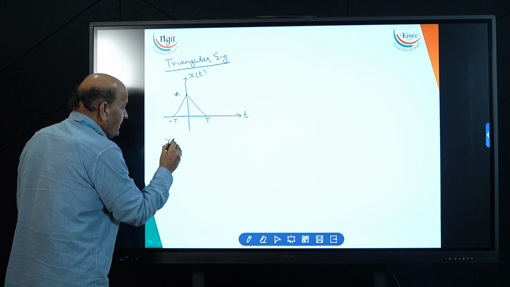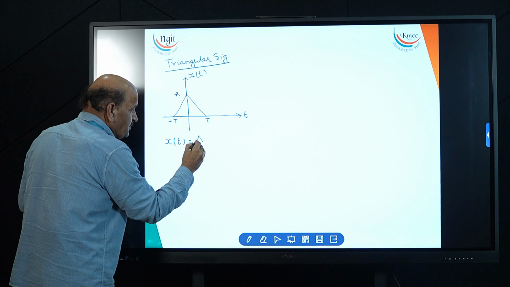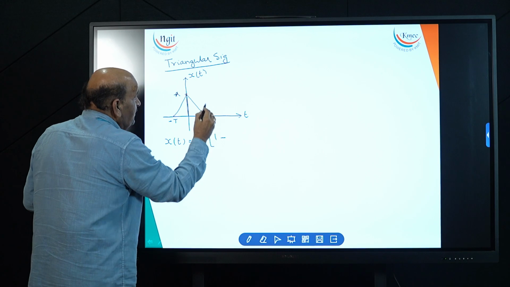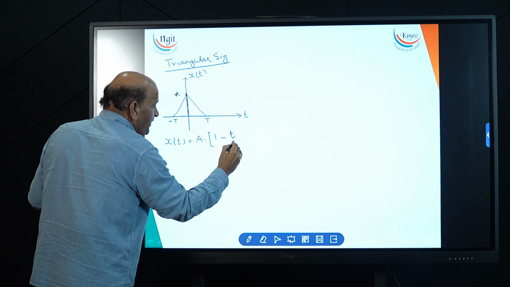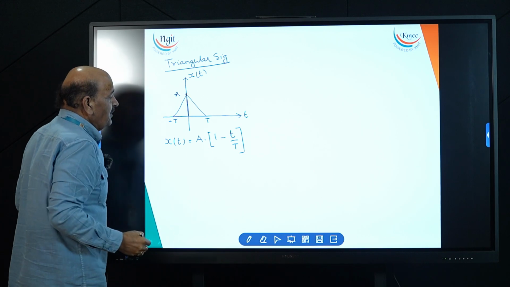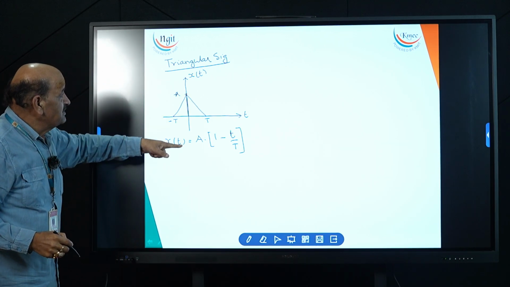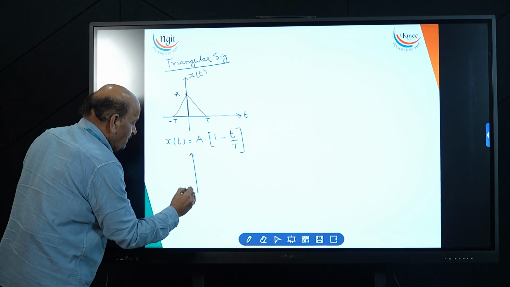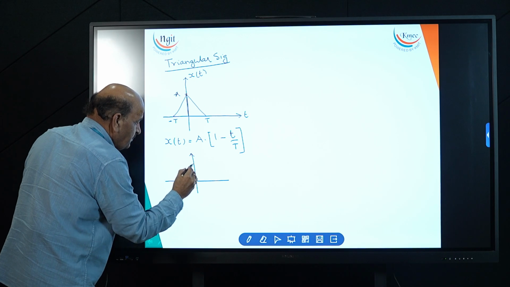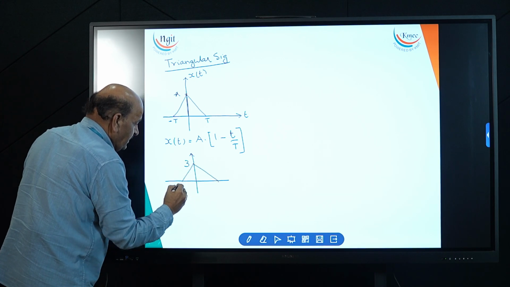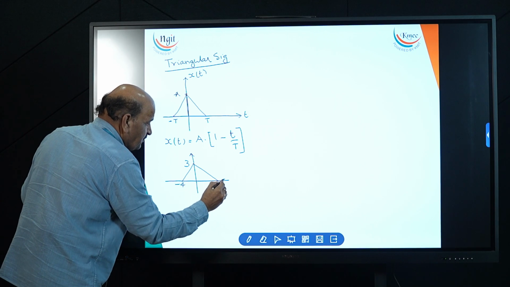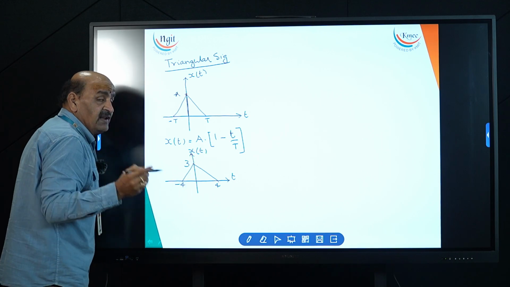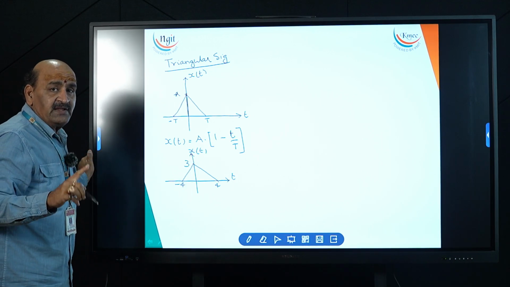How to give mathematical representation? In this case, x of t is equal to amplitude, amplitude into 1 minus the independent variable t by T. Look at t by T. In examination they will give one curve, for example, this is 3, here minus 4, this is 4. Now give mathematical representation to this triangular curve. They will give the graph. Students have to find out the mathematical notation.